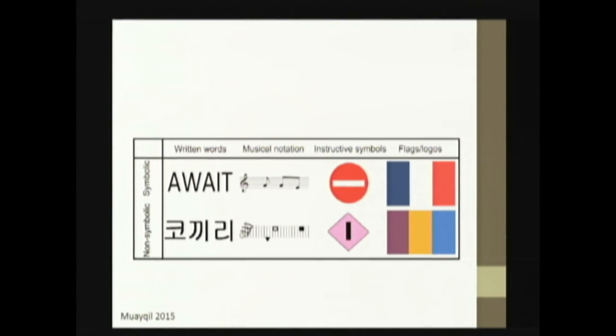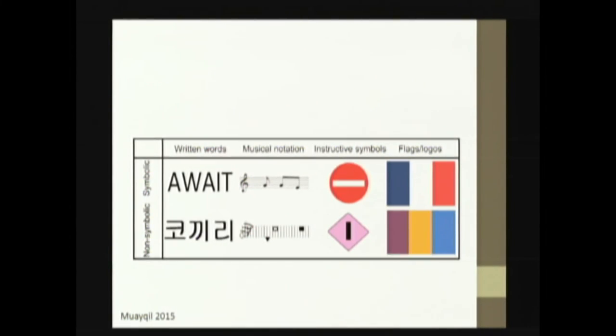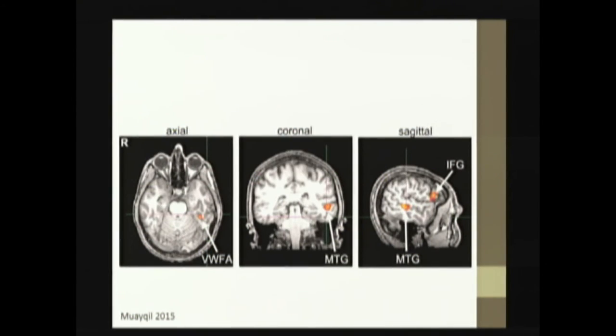And so we looked at this one as well. We used words, musical notes, instructive symbols, and flags with patients. And we also gave them pseudo symbols or non-symbolic ones. None of these subjects could read Korean, so we used the Korean language. We made up music notes and made up some traffic signs and made up some flags. The regions that were identified were similar to previous: left VWFA, the temporal gyrus for language interpretation, and inferior frontal gyrus. These were the most responsive areas in these patients.